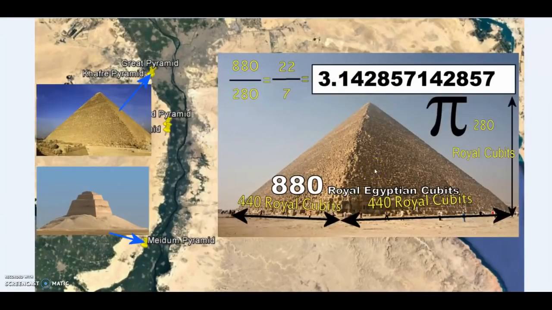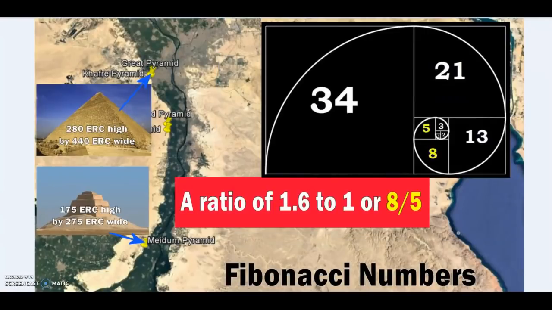Now, in the video I mentioned, because of the variations on each side, we actually get a much more accurate, or not, well, that's very close, but the pi ratio is even closer, because the pyramid itself is not exactly the same base length on all four sides. But of course these two, so the Great Pyramid, 280 Egyptian royal cubits high, 440 Egyptian royal cubits wide.